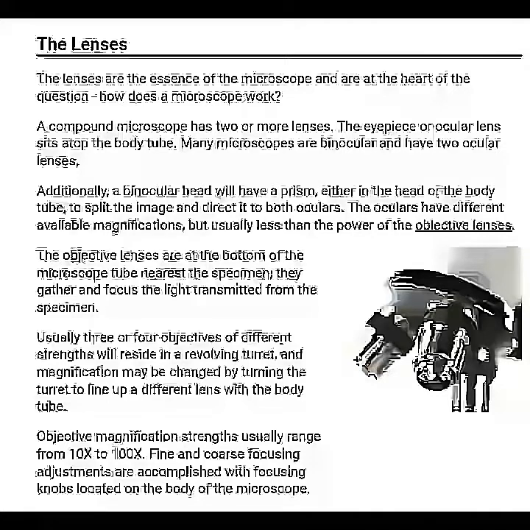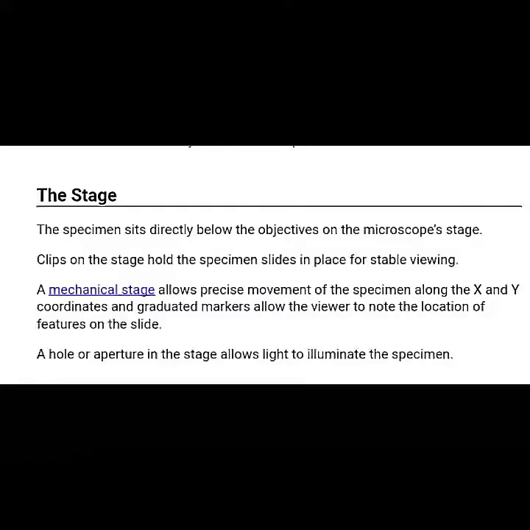Fine and coarse focusing adjustments are accomplished with focusing knobs located on the body of the microscope. Stage. The specimen sits directly below the objectives on the microscope stage. Clips on the stage hold the specimen slides into place for stable viewing. A mechanical stage allows precise movement of the specimen along the X and Y coordinates, and graduated markers allow the viewer to note the location of the features on the slide. A hole or aperture in the stage allows light to illuminate the specimen.